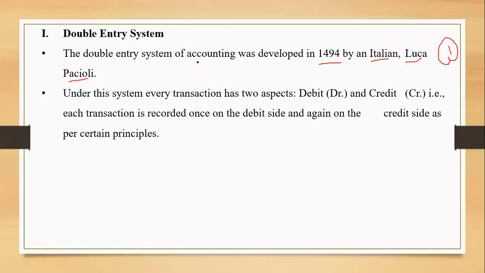Why is it termed the double entry system? Because every transaction in accountancy will have two aspects. One is a debit aspect and the second is a credit aspect. So one transaction will be recorded on the debit side and also on the credit side, following the rules and principles of accountancy.